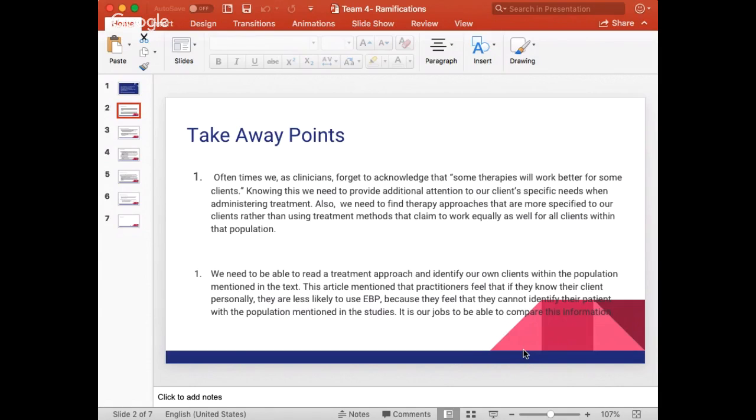So we overlook research findings that aren't 100% tailored to our client, but we need to take a step back and realize that our clients are specific people that we can find treatments for. Specifically, it says in here that sometimes practitioners feel that if they know their client personally, they're less likely to use evidence-based practice and just go with their gut because of not being able to identify their patient within the population. So our job is to be able to take what our clients present with and find those qualities in the populations of research studies so that we can use the best practice for our clients.